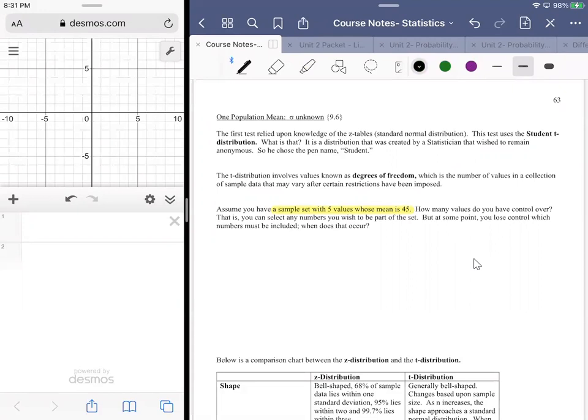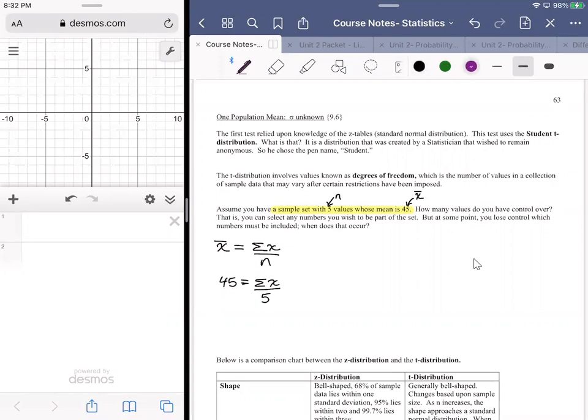Right? So we go right back to day 1 of the course, well, day 2, not counting the introduction, but we talked about the mean. The mean of a data set is equal to the sum of all the values divided by the number of values in the set. So in this case, we have a total of 5 values, and the mean is 45. So based off of that, we could say 45 is equal to the sum of X over 5.